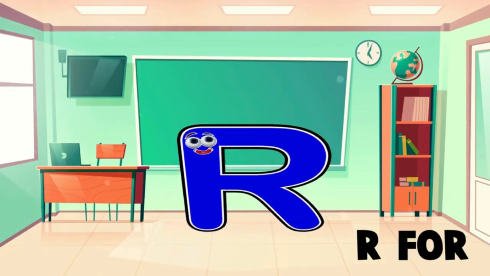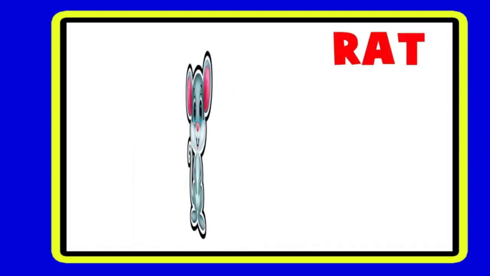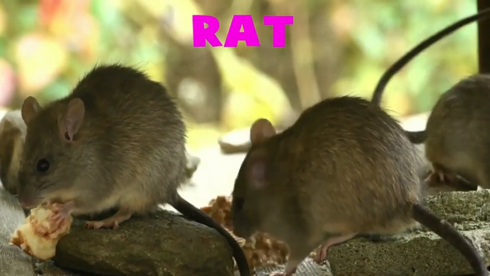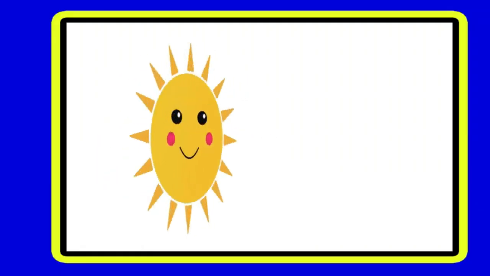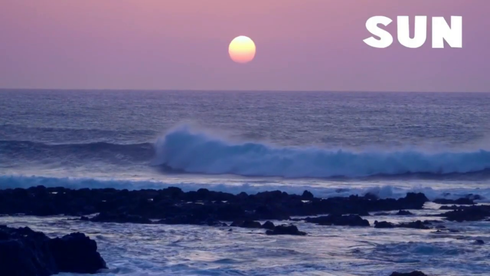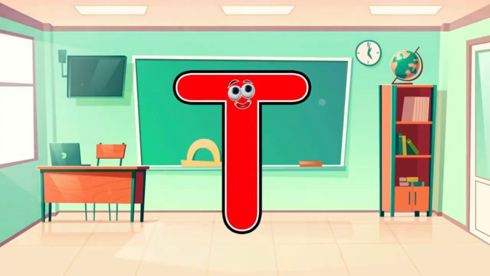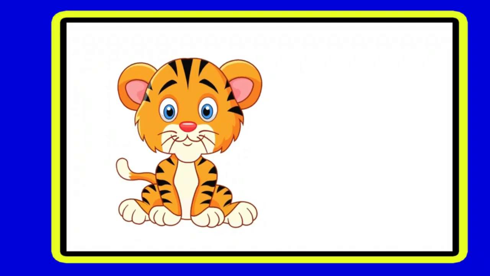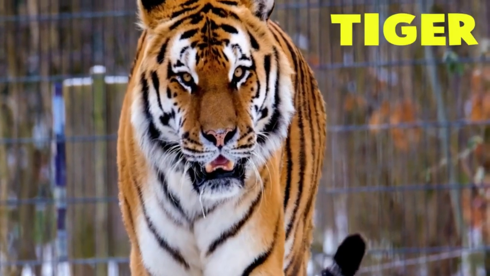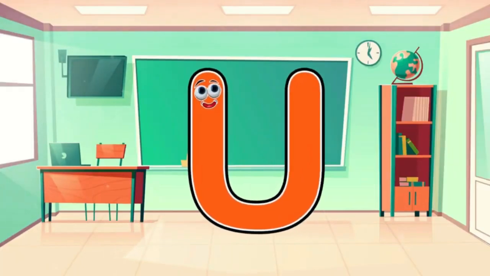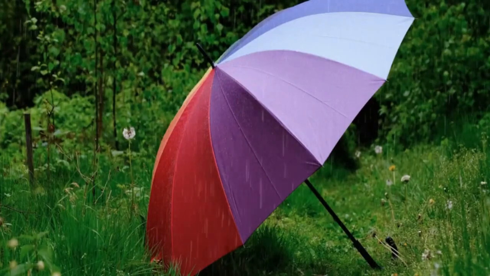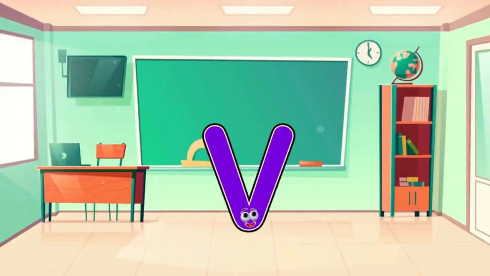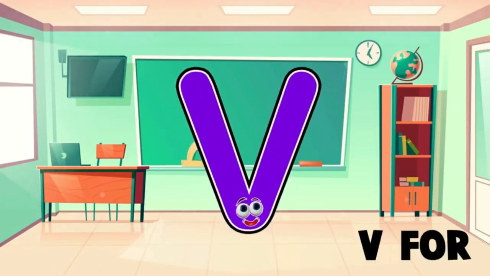R. R for rat. S. S for sun. T. T for tiger. U. U for umbrella. V. V for van.